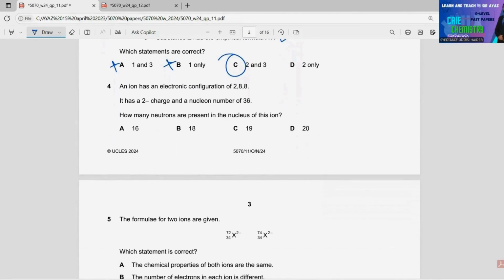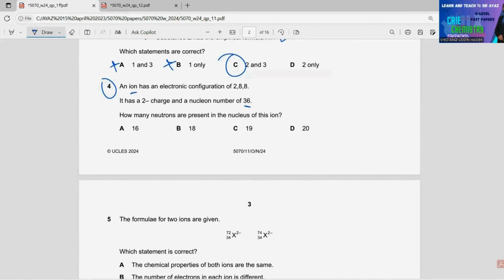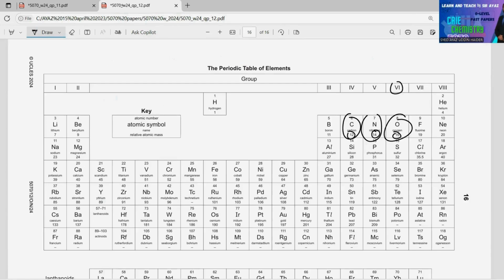Moving to the next MCQ. An ion has an electronic configuration of 2, 8, 8. Now they are saying it's an ion. It has a 2 minus charge and a nucleon number of 36. Now 2 minus charge means it must be from group 6. That's for sure, because group 6 needs 2 electrons to complete their valence shell and they will acquire a 2 minus charge. What about the nucleon number? Nucleon number is given, just 36.